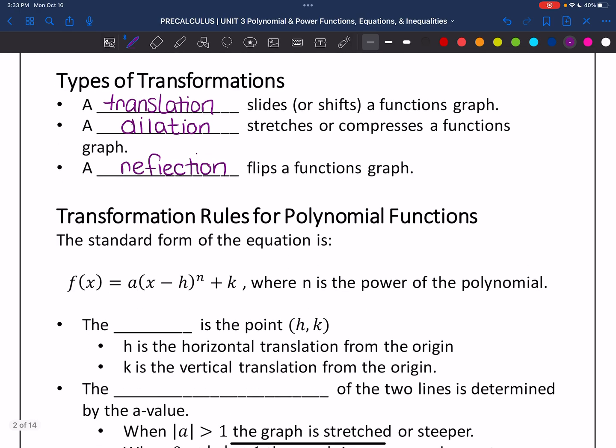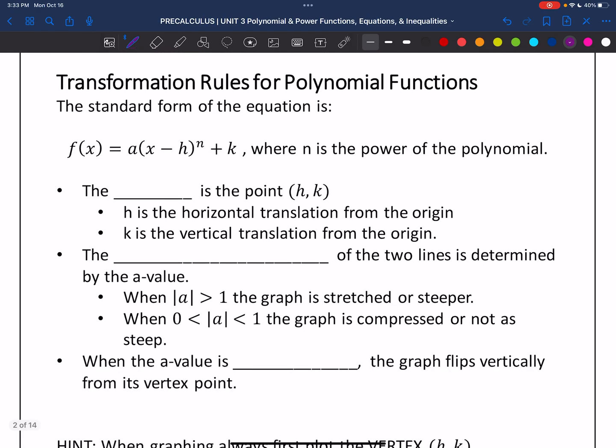Now that we know some language, let's look at specific rules for polynomial functions. Now the standard form in which the equation of a polynomial function can be written is like so. And I'd like for you all to highlight as I am doing. It is that our function f of x is equal to a. That a value is going to cause some kind of transformation. We'll get to it in just a moment.